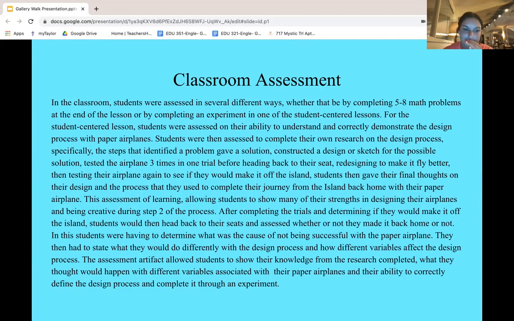So the main one that I focused on was the students' trials that they had and documented throughout their paper airplane experience. The artifact allowed the students to show their knowledge from the research that they completed, what problem they were solving, why they were having this problem, and why they thought their design was the best design to have. It also allowed them to bring in cross-curricular activities with math, learning about variables, literature, tables, graphs. So it was a really good combination of assessing students not only in science, but bringing in that math and literature component too.